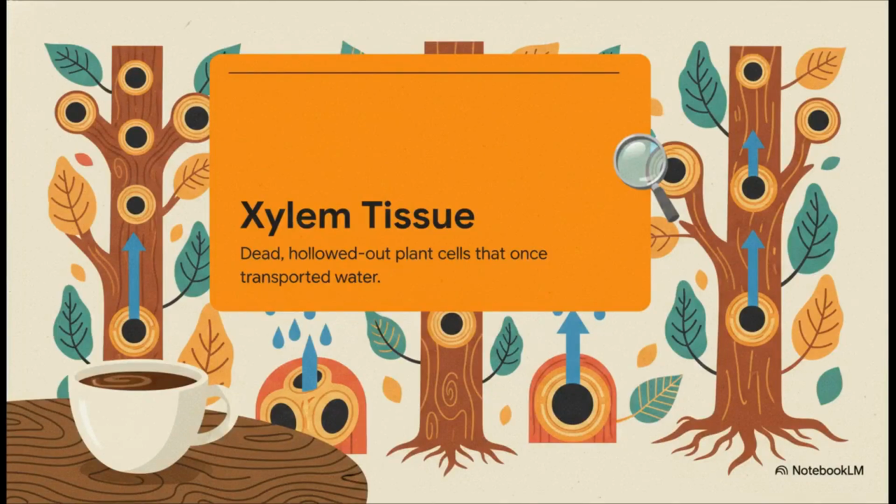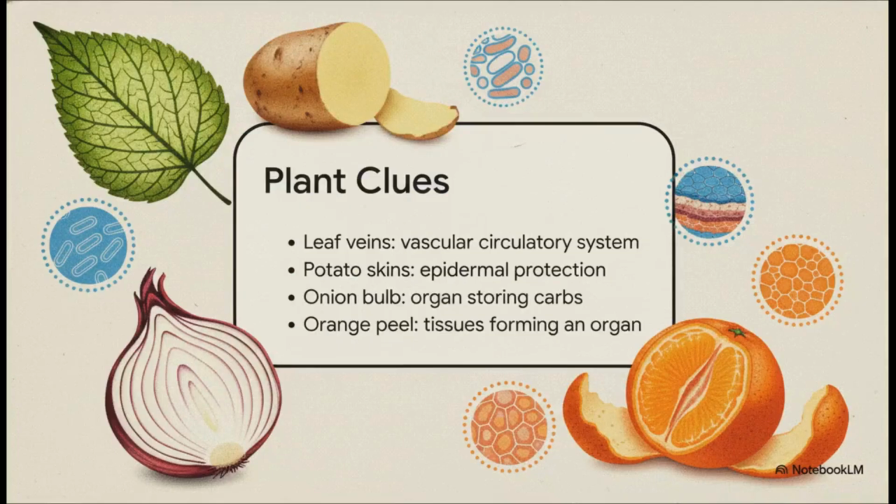See, that wooden table was once part of a plant's vascular tissue system. Specifically, it's made of xylem tissue. Xylem consists of dead, hollowed-out cells that once transported water all the way up from the roots to the leaves. You are quite literally resting your coffee cup on the dead, rigid pipes of a plant's plumbing system. How wild is that? The clues are everywhere in our kitchens and gardens.